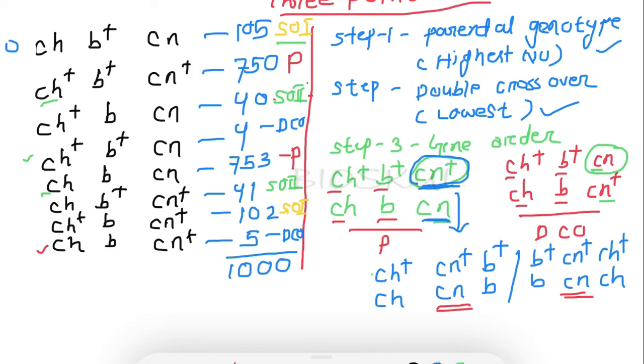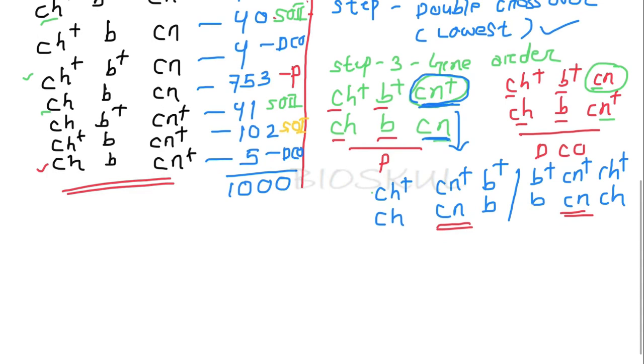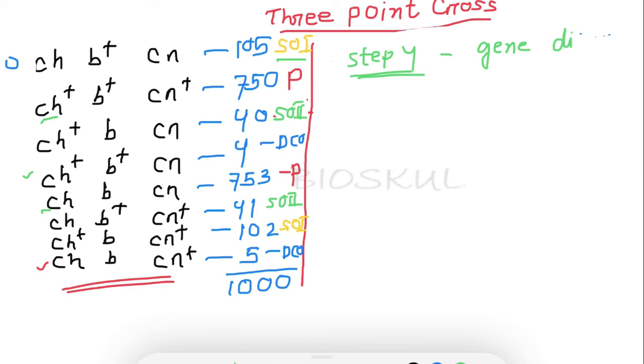In the next step, step 4, you have to find out the distance between the genes, or the gene distance. In the first step, you find the parental genotypes, then in the second step, the double crossover. Then in the third, we compare the parental genotype with the double crossover and determine the middlemost gene. Then we arrange the parental genotype. In the fourth step, we have to find out the gene distance.